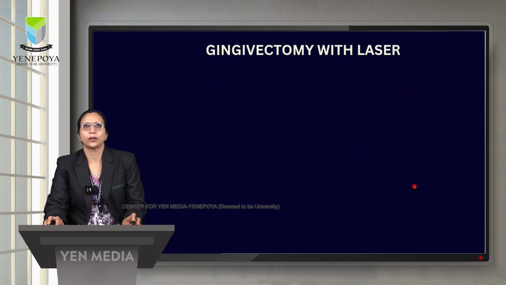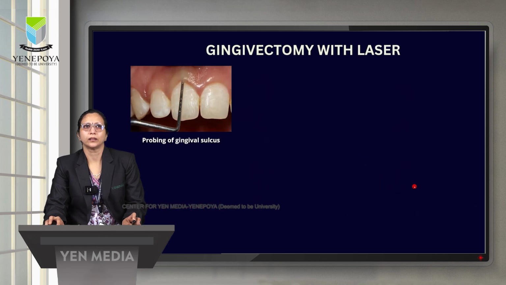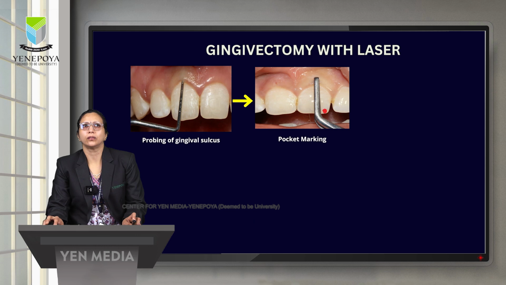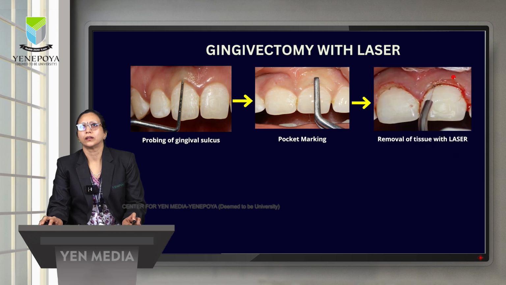The same procedure can also be performed with the laser. For that procedure, we need to first probe the gingival sulcus. As you can see, this is a periodontal probe which is marking the sulcus depth. Again, you can see that there is a pocket marking here which is done using a pocket marker. And the bleeding points are connected and the excision is done using a laser.